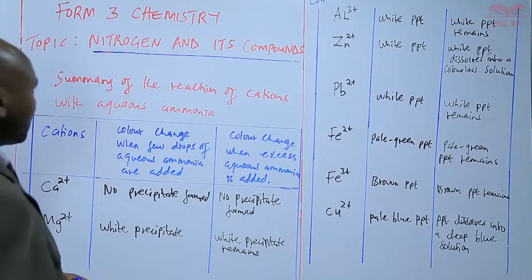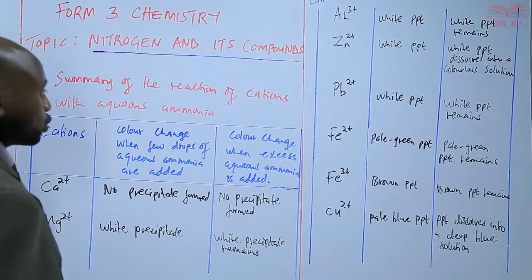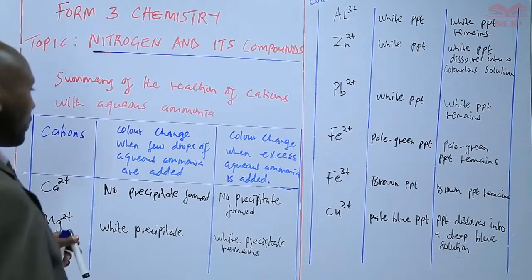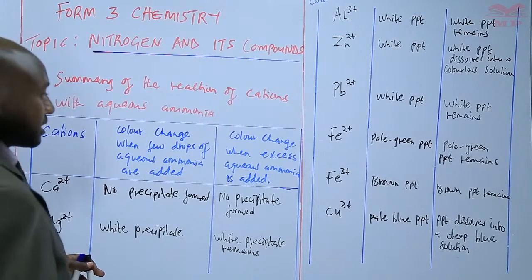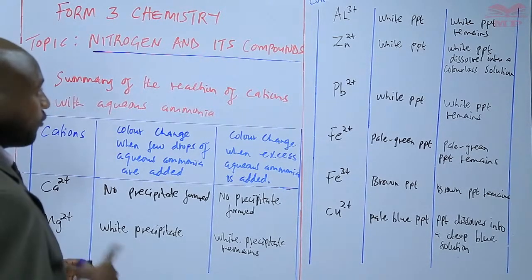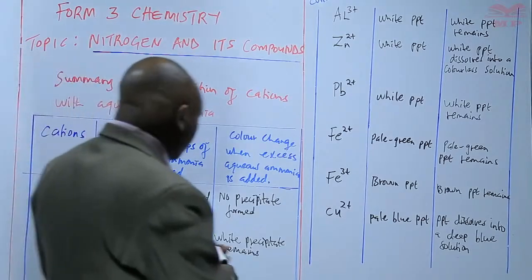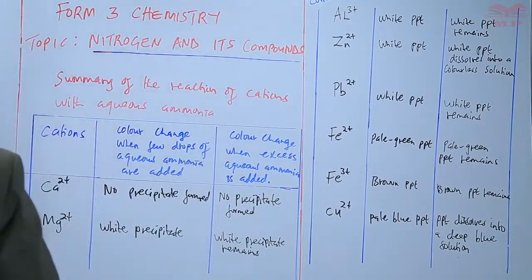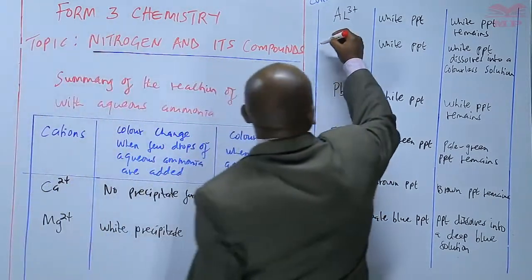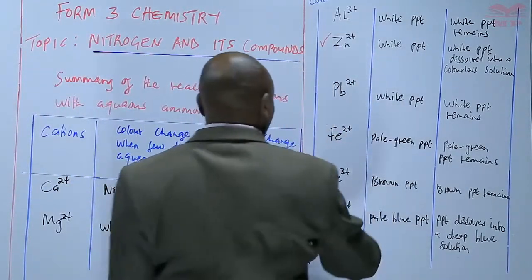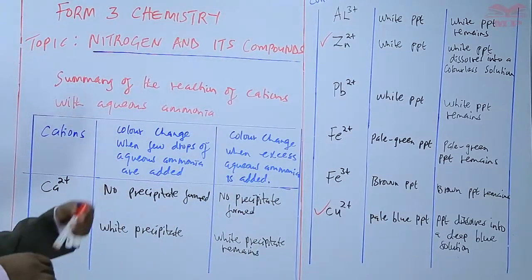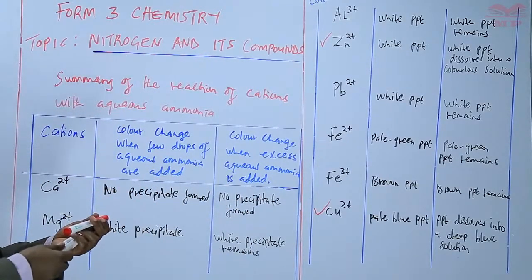And I think we have identified most of the cations using aqueous ammonia and the color of precipitates that they form. Now, I would want us to ask ourselves two things. Why do the zinc ions and the copper ions form precipitates that later dissolve with excess ammonia?